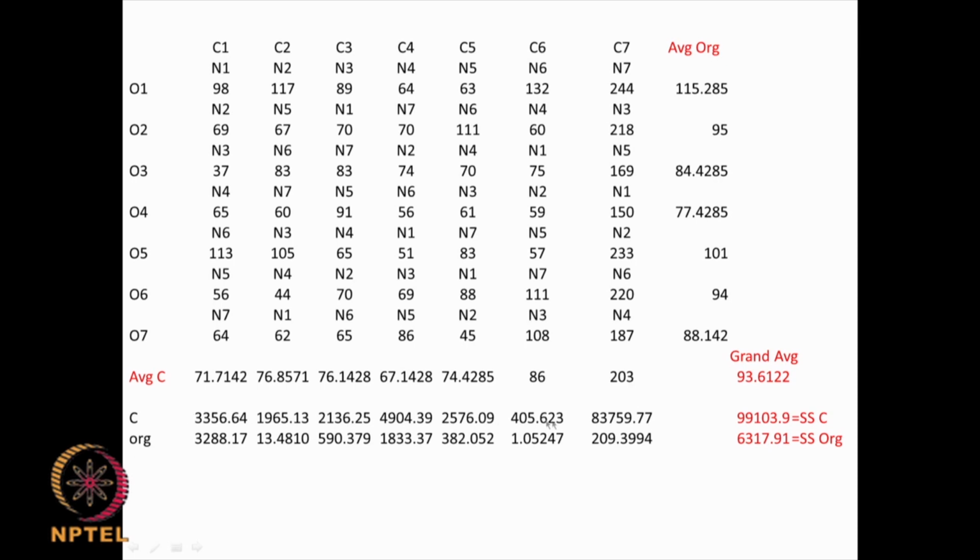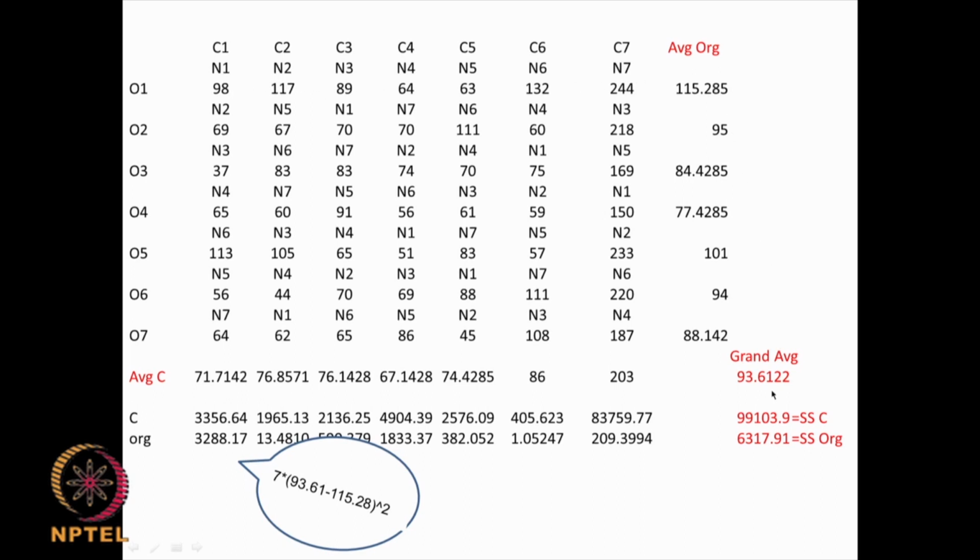So, we add up all these things, that will give you the sum of squares for carbon. Do you understand? So, we have the averages for carbon, we subtract each one of the items from the grand average, square it up, and every time we have to multiply by 7 because there are 7 terms here. Now for the organism, what do we do? We again multiply by 7 because there are 7 items here.